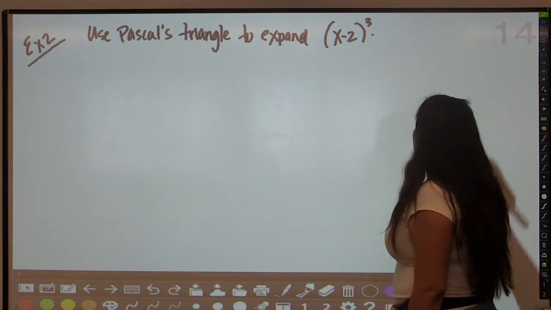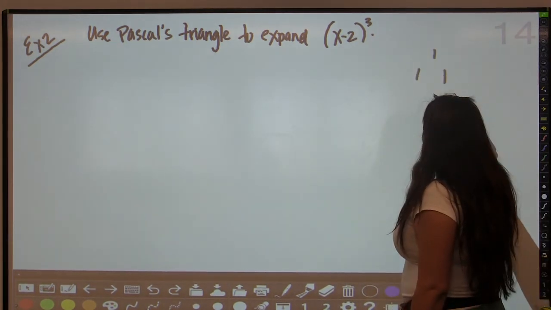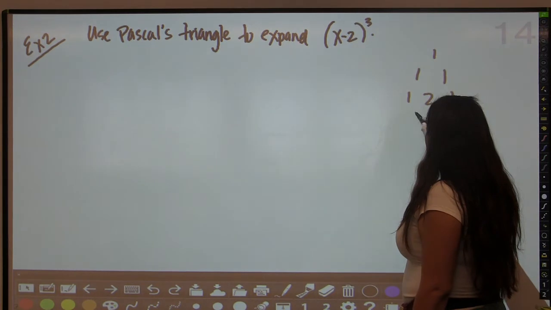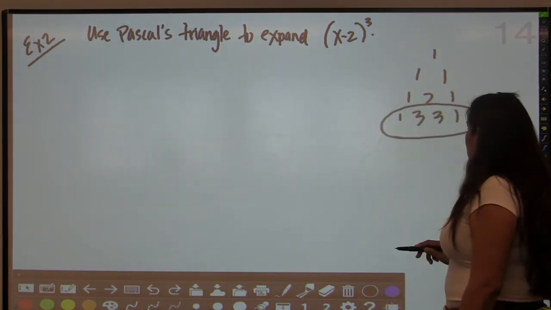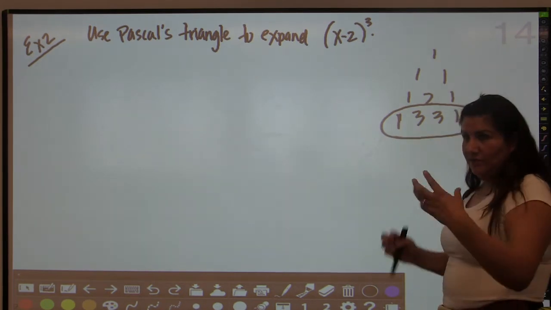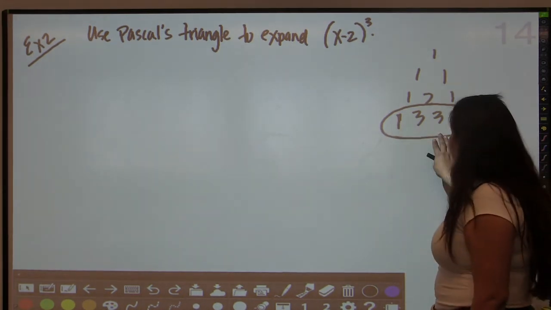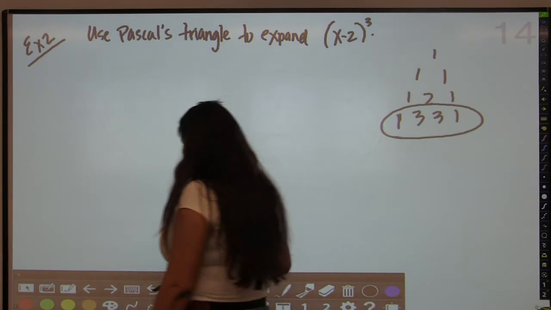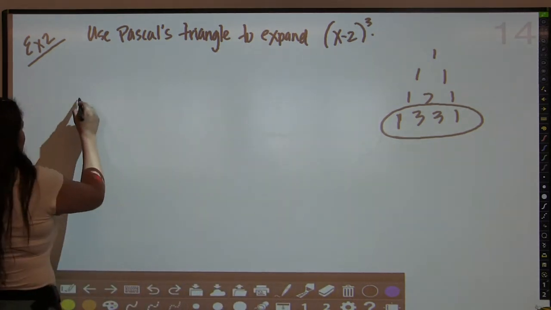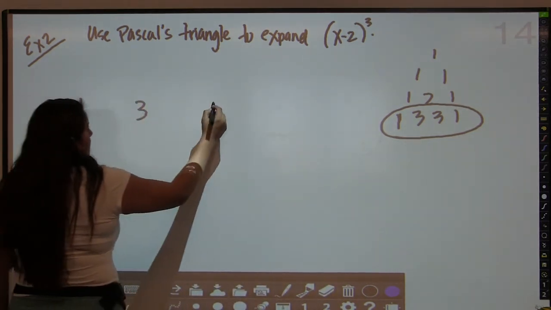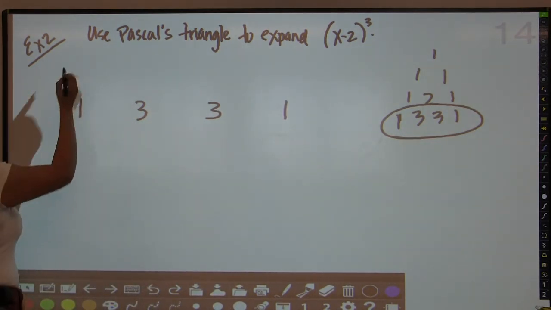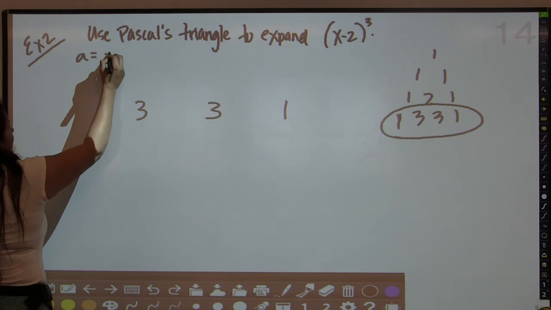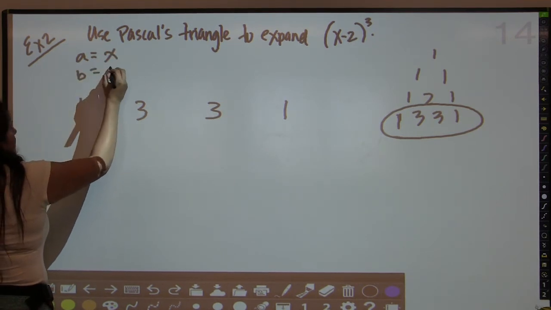And if you go back to Pascal's triangle, the 3rd layer is 1, 3, 3, 1, this guy right here. So I did that really quick there, but again, if you have the note card, you can look at it, but it's 1, 3, 3, 1. So I'm going to come over here and do 1, 3, 3, 1. And then this time my A is X and my B is 2.